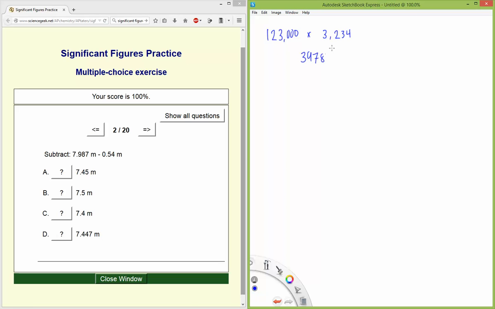So this is a subtraction problem. 7.987 minus 0.54. So then what do we do? So we have two figures after the decimal. It's an addition subtraction problem, so we're not doing two significant figures. So it's not going to be B or C, but two spots after the decimal, because it's addition subtraction. Do we remember? Okay, so it's going to be A. A is the answer.